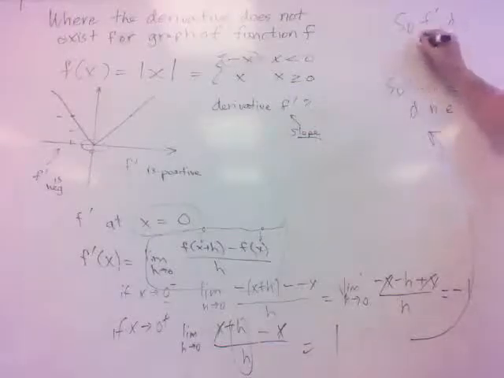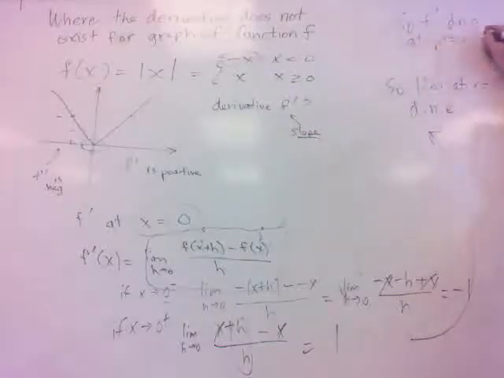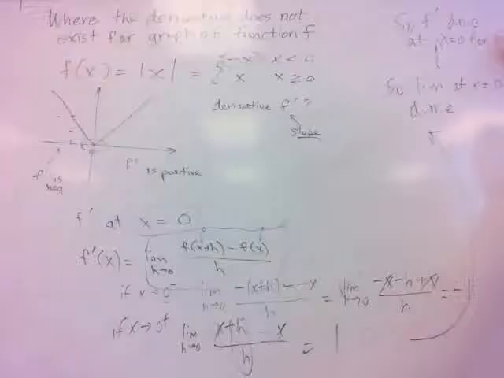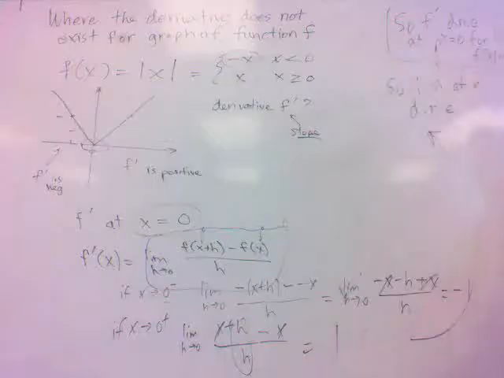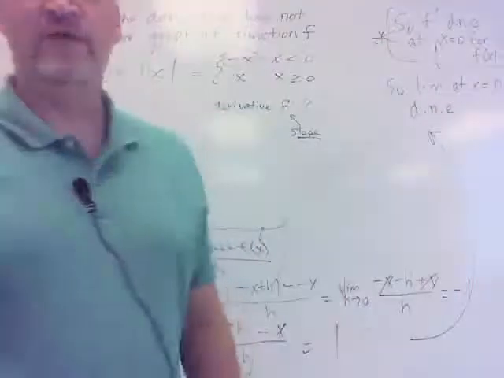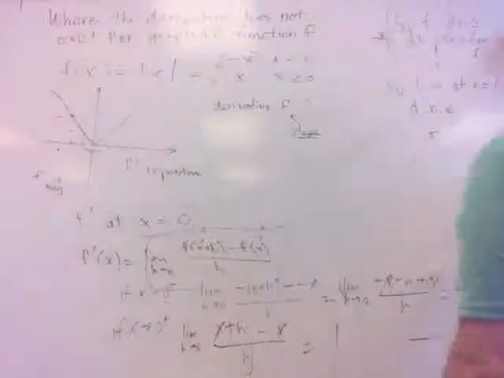So f prime does not exist at x equals 0 for f of x equals the absolute value of x. That's what I'm getting at right here. That's the main reason I went into all this. Okay.